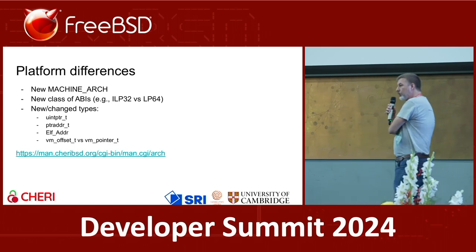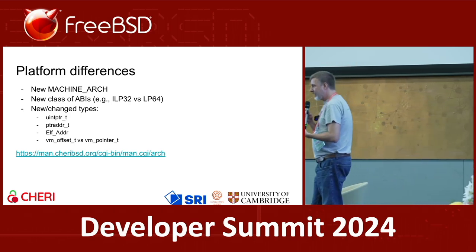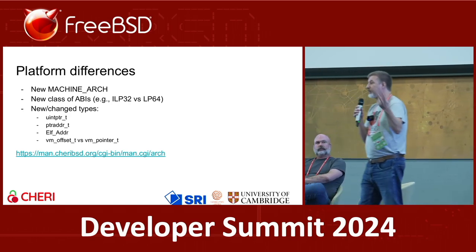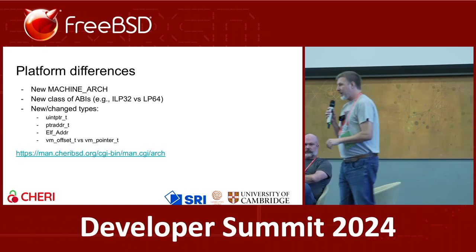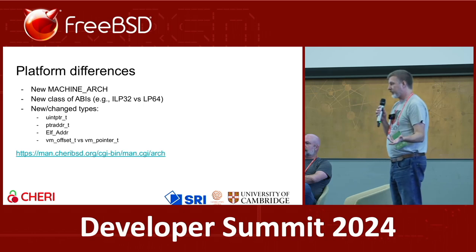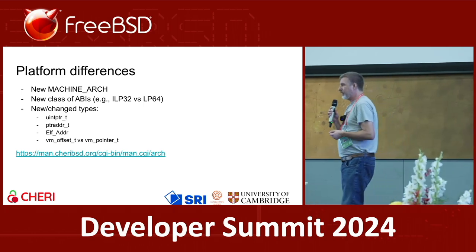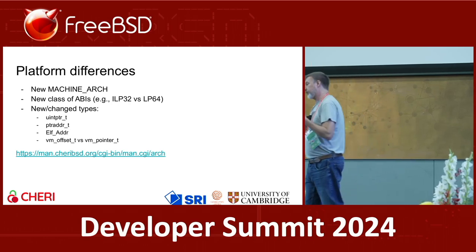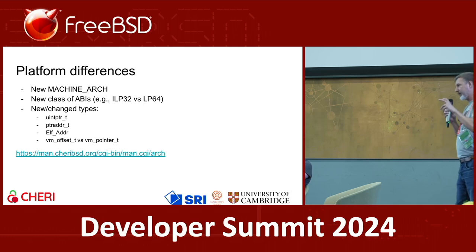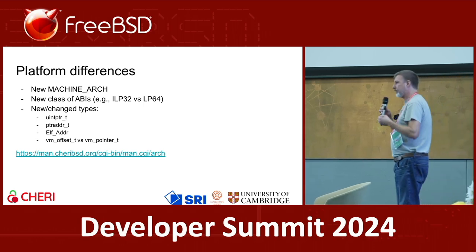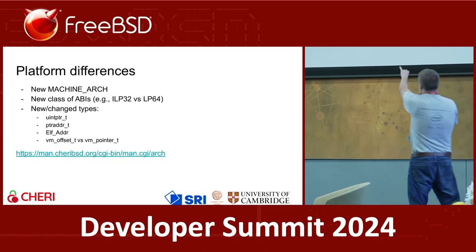So we have a whole new concept of ABIs. Today in FreeBSD, our architectures are generally split into two camps. You have 32-bit architectures where integers, longs and pointers are all the same size, and LP64, which are 64-bit architectures where our longs and pointers are 64 bits. CHERI is a new version of that. In CHERI, your long is still 64-bit, but your pointers are not. There's this 128, really 129-bit thing. So you have to think about a whole new top-level class of sizes. And we have a reference. You can follow that link.